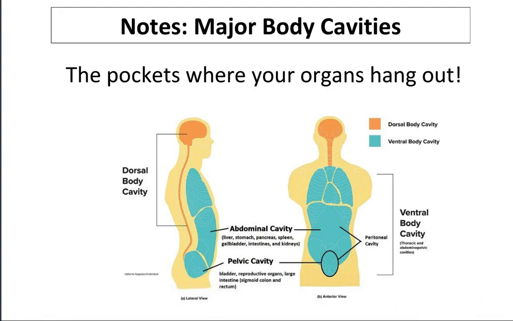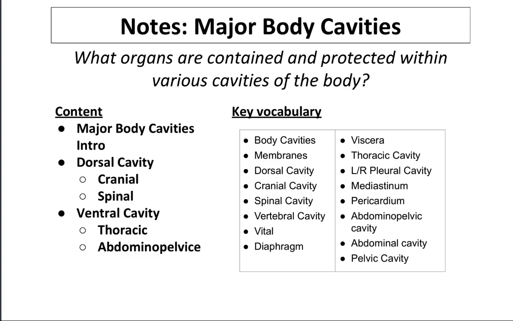So today we're going to go over the major body cavities. All right. So the body cavities are basically where your organs are contained. So what organs are contained and protected within the various cavities of the body? And you should be able to identify all the cavities, including the big ones and all the smaller cavities that make up the big ones.